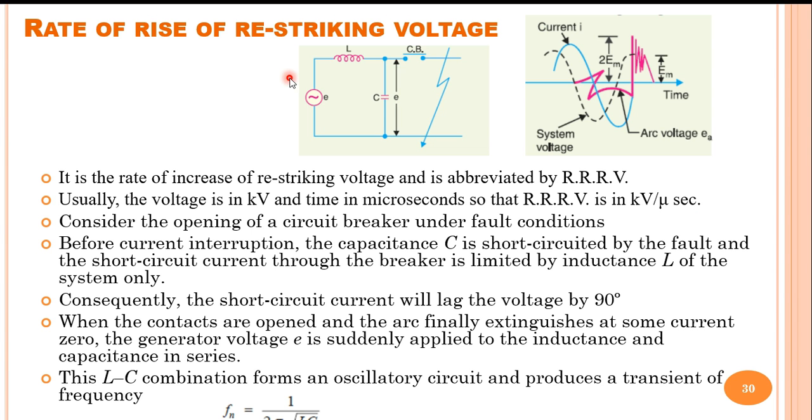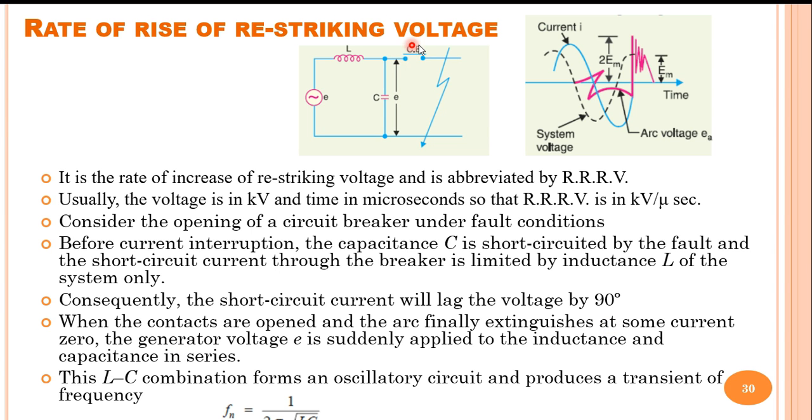Consider a circuit breaker operation with a circuit with inductance L and capacitance C. Before the current interruption, during the time of fault, this capacitance C is short circuited by the fault. So there is only inductance in the system, and the short circuit current will lag voltage by 90 degrees.